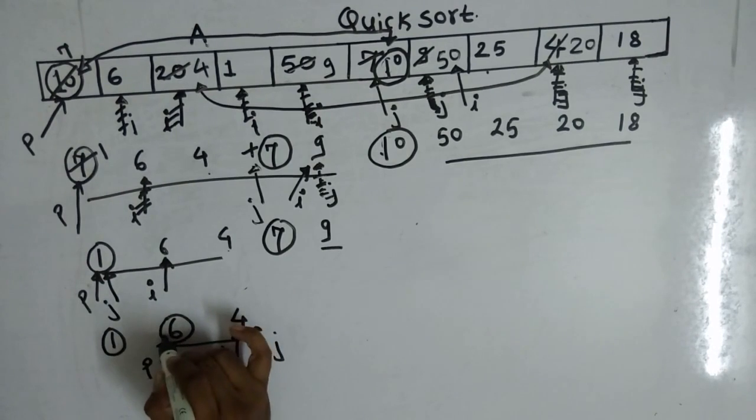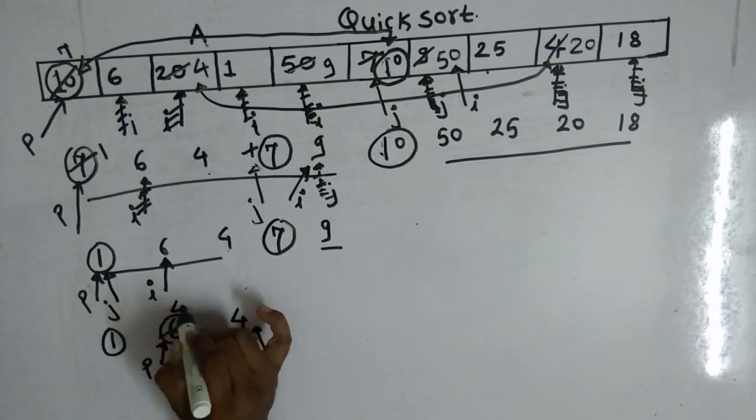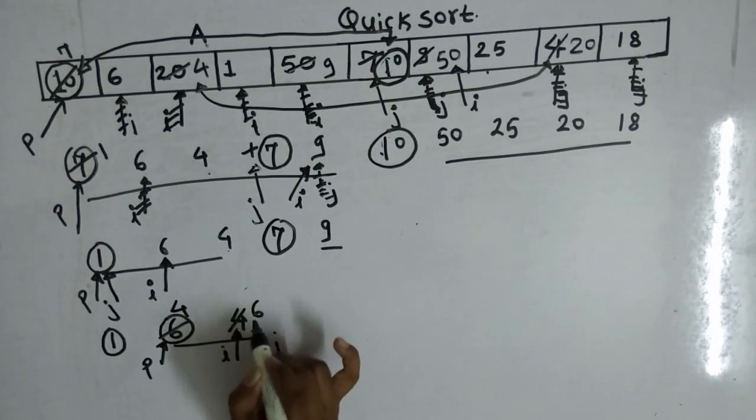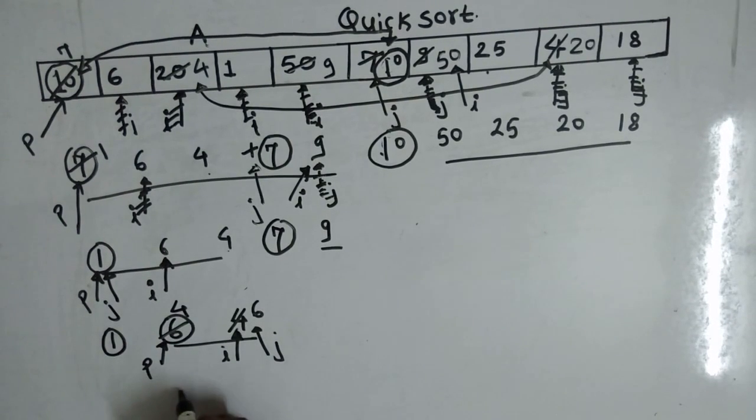So here is our pivot. I'll bring 4 here and I'll bring 6 here. So we got the partitioning like this. Here is where pivot is sitting. The left part contains 4, right part contains nothing. So in the left part I have only one element, that is 4. I need not sort. Right part contains nothing.